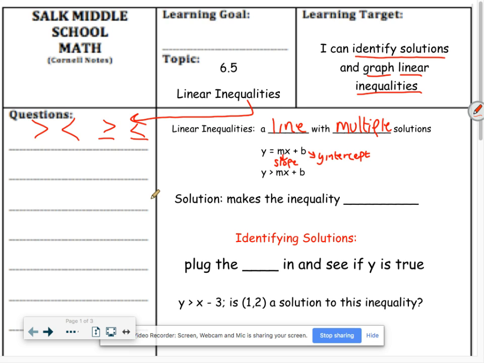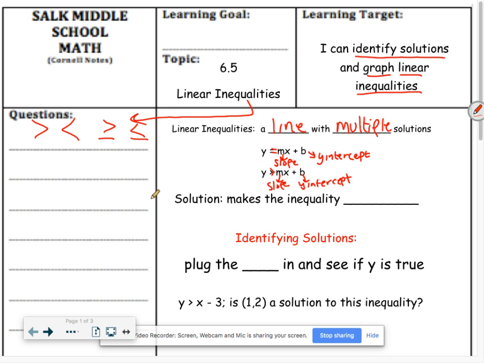So a linear inequality, notice it's the same exact thing, except instead of an equal sign, we have an inequality symbol. So we're going to be seeing things like y is greater than mx plus b. Again, remember, the slope is what's in front of x, and b is your y-intercept. Also, don't forget, in both cases, y has to be alone.